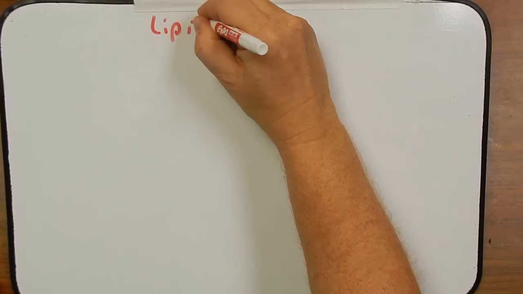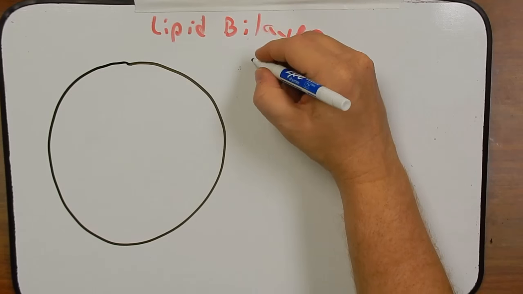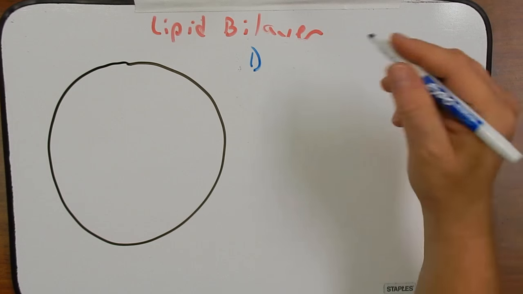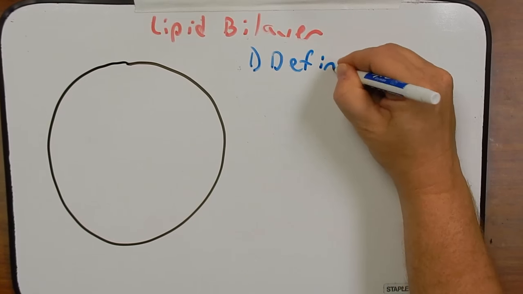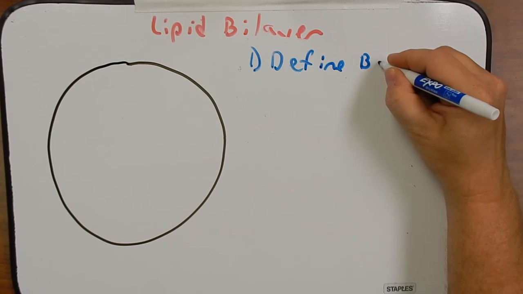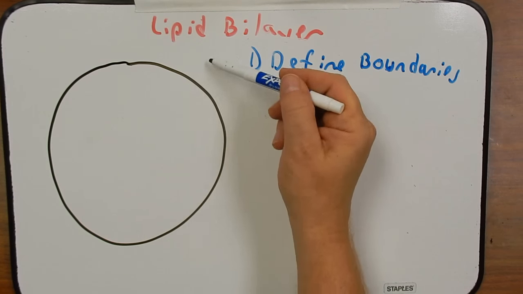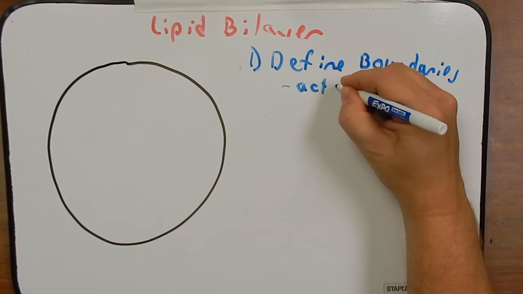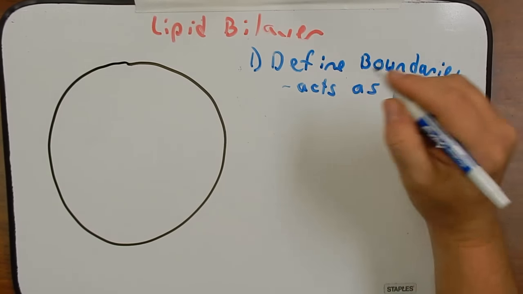So let's begin by drawing a very simple cell here. So let's list some of its functions over here. The first is a fairly straightforward function, and that is it defines boundaries. In a sense, it determines what's inside the cell and what's outside of the cell. In doing so, it acts as a permeable barrier.